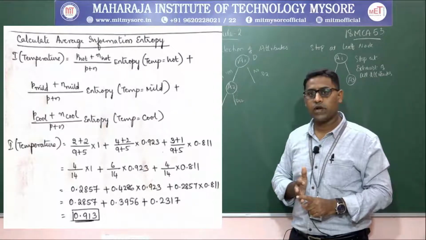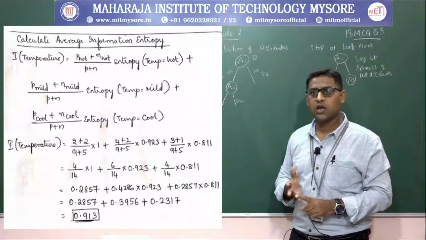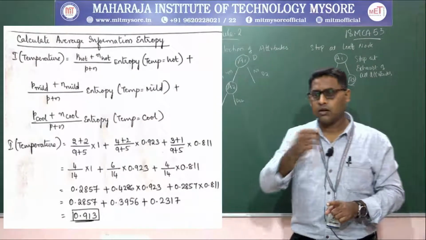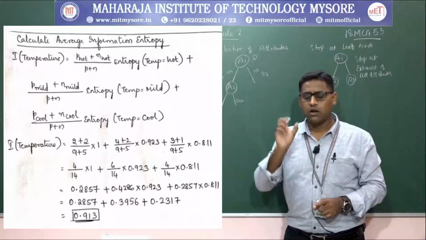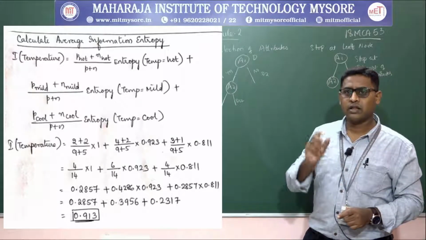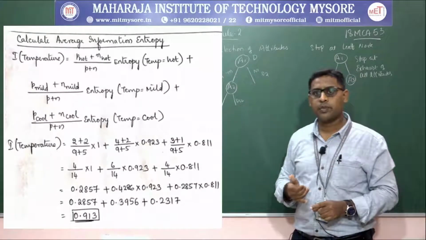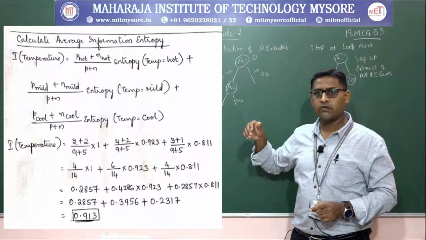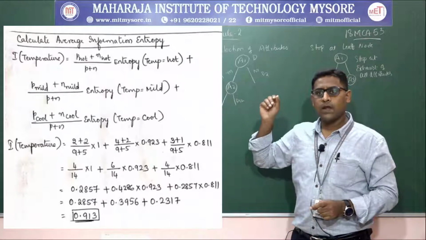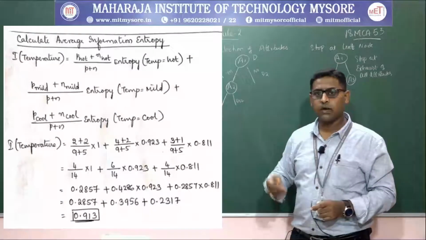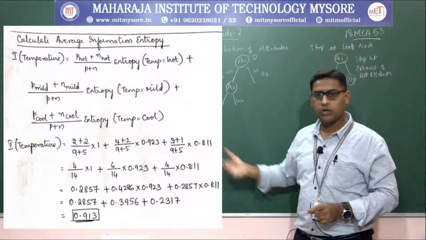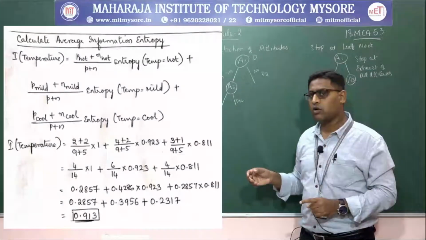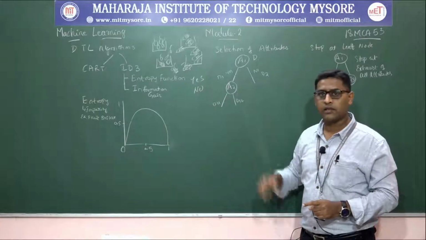In the same fashion as we computed for outlook, we need to substitute the values for hot, like the positive values of hot and the negative values of hot by the total number of predictions for the entire data set. P plus n will be 9 plus 5, that is 14. Similarly you need to compute it for mild and cool. So hot plus mild plus cool, if you substitute the values, will come to 0.913. So the average information entropy value of temperature will be 0.913.